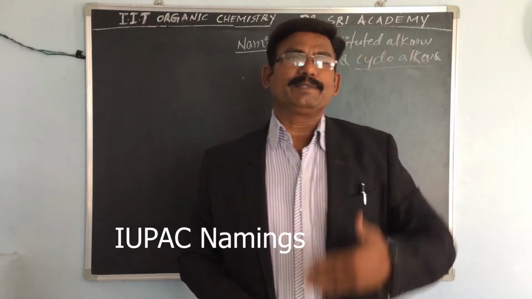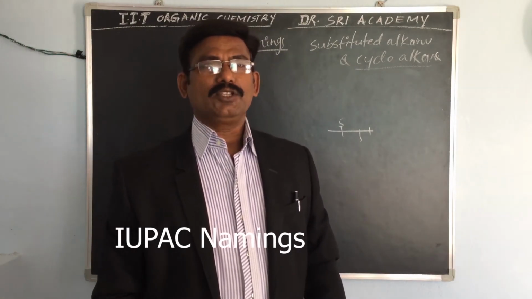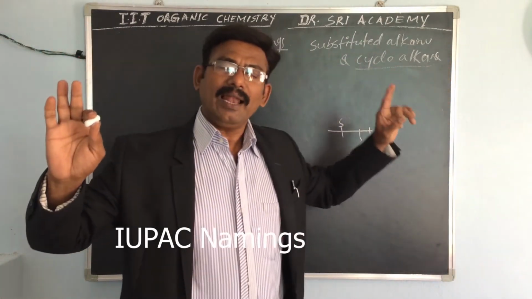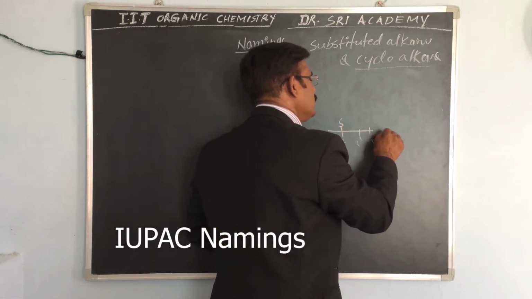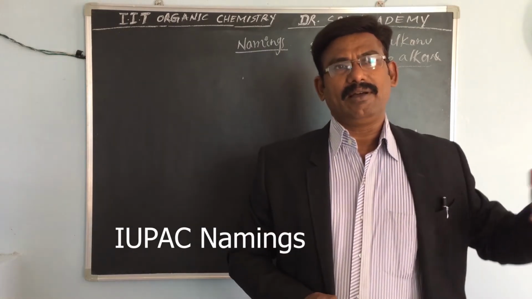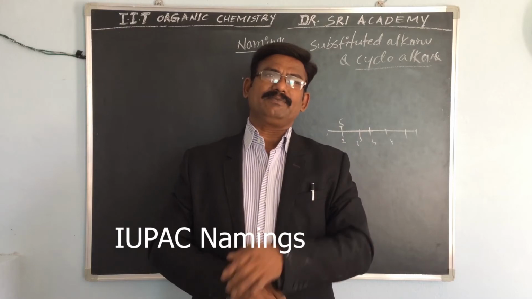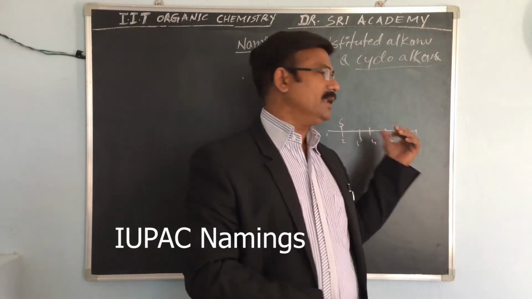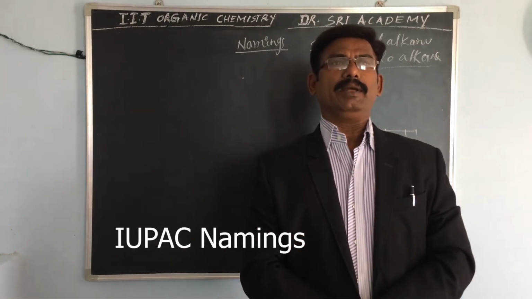So what are the steps? There are 3-4 steps. In step 1, first of all, we have to find the longest carbon chain. For example, this is the longest carbon chain: 1, 2, 3, 4, 5, 6, 7. Then we have to determine the root name from the parent chain. Here there are 7 carbons, so hept is apt. That is called the root name.